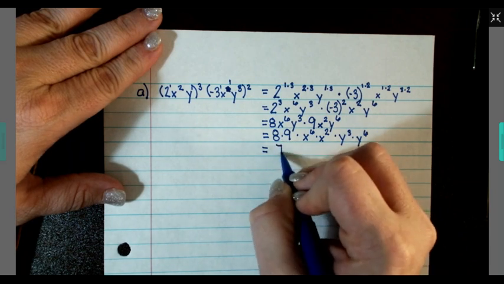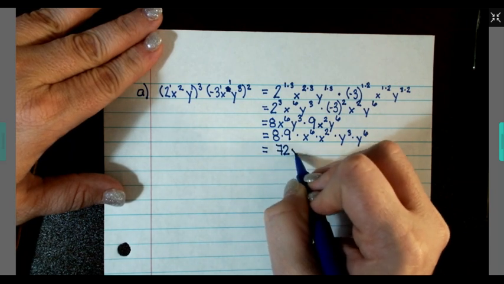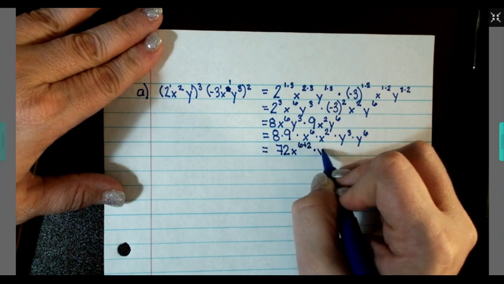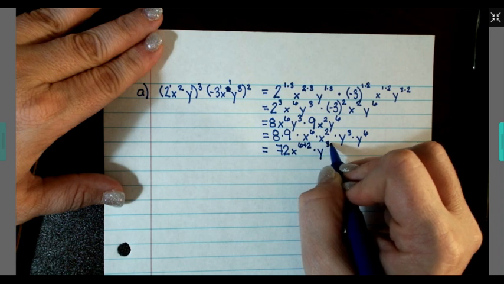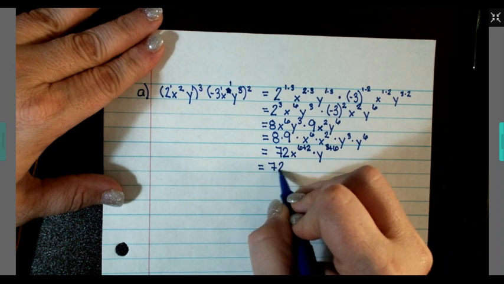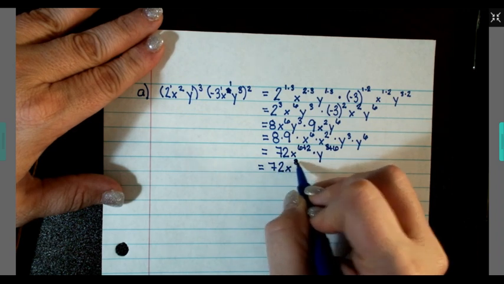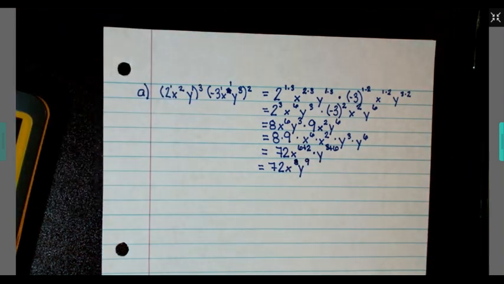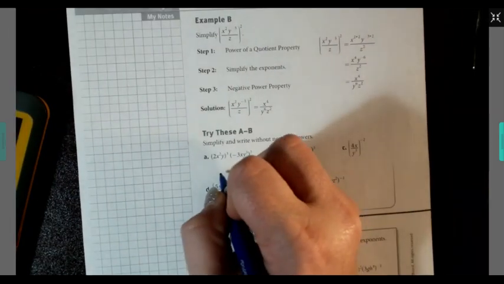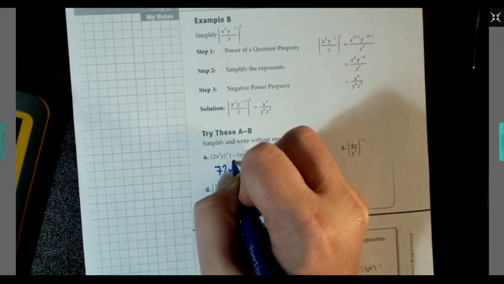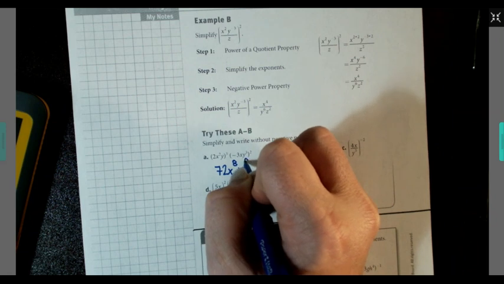8 and 9 is 72. We're going to add our exponents here. 3 and 6. So I got 72, x to the 8, y to the 9. I'm going to write that over here. We've got 72, x to the 8, y to the 9.